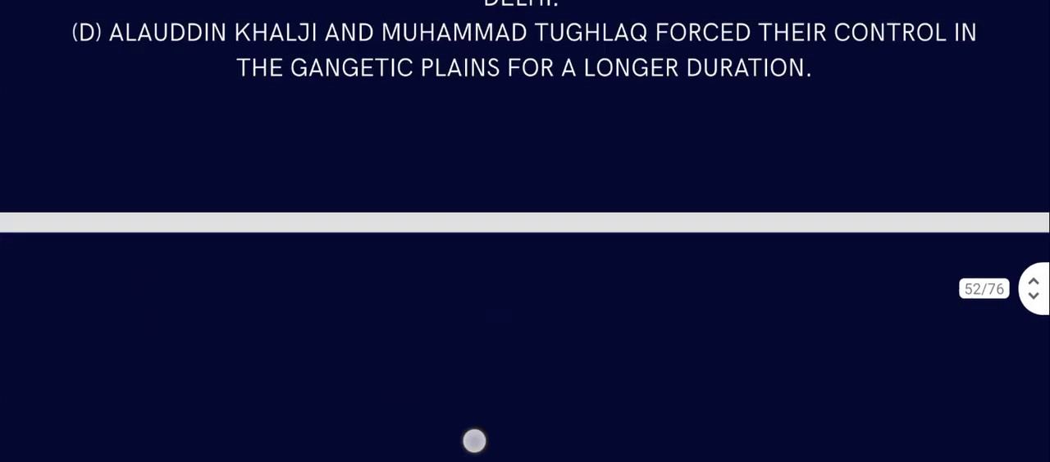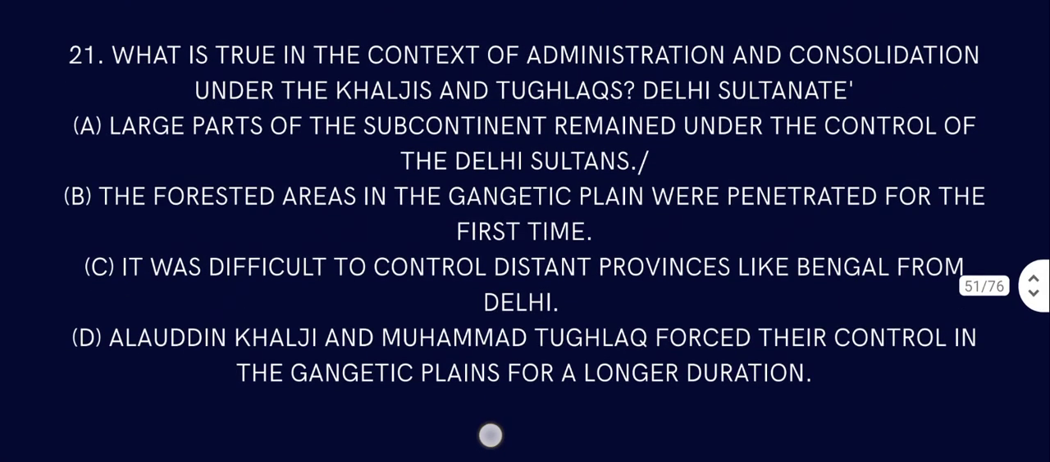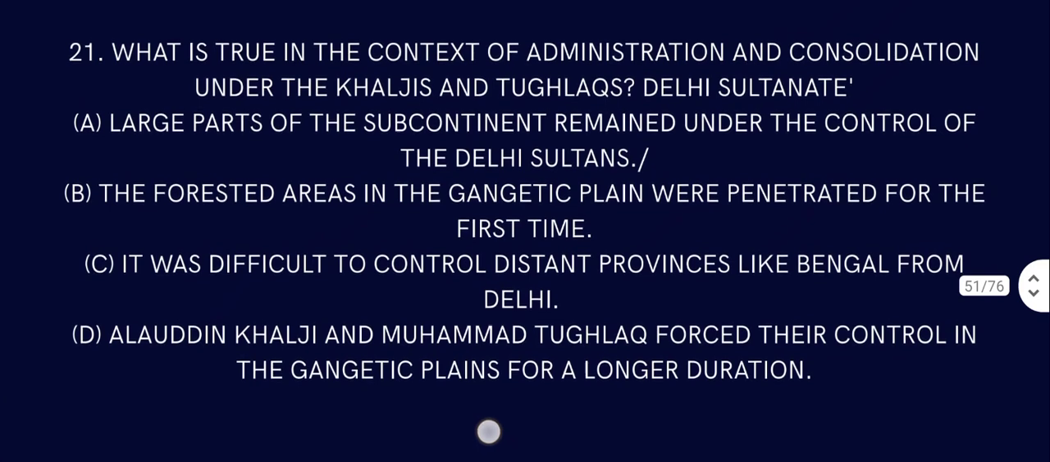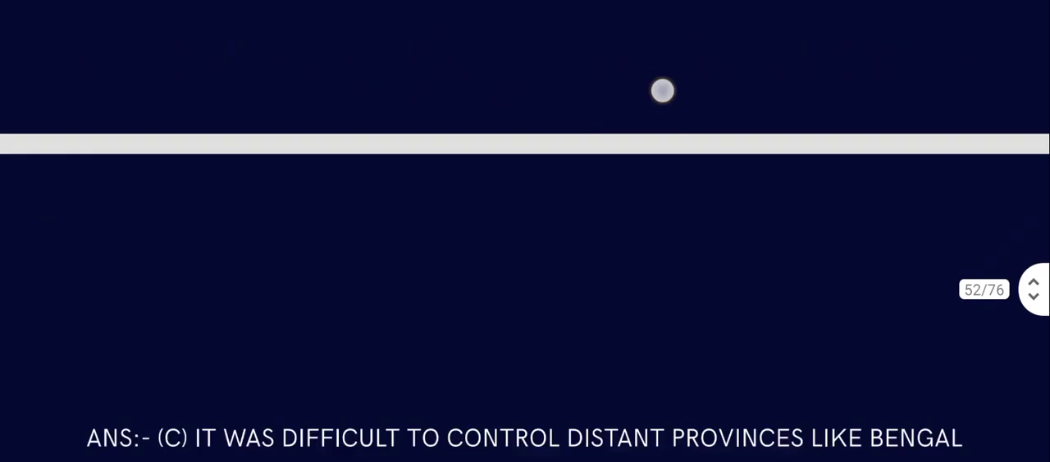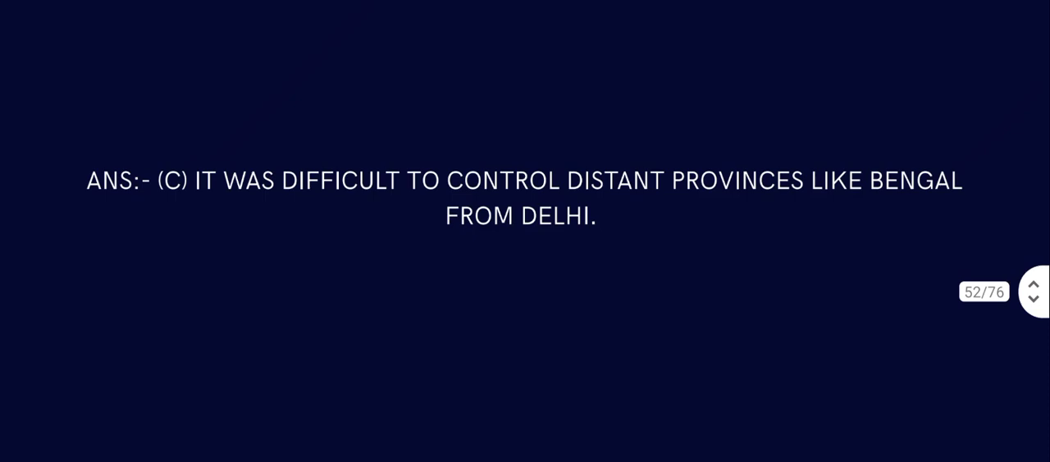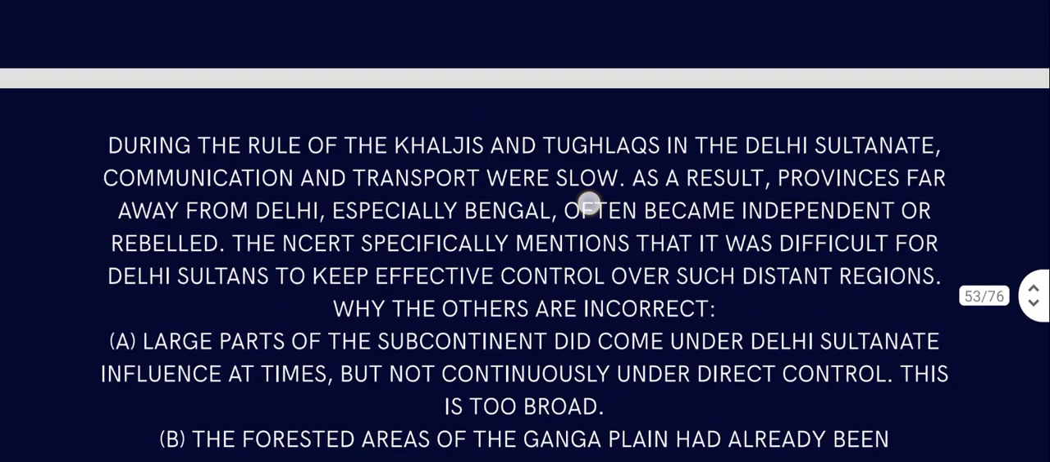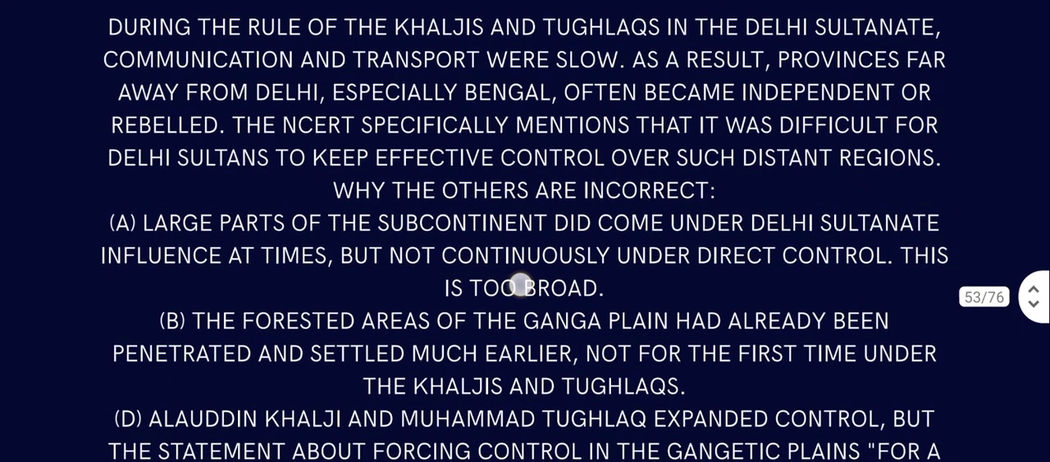That is correct. That is why, what is true in context of administration and consolidation under Khaljis and Tughlaqs Delhi Sultanate? Because it is difficult to control distant provinces like Bengal from Delhi. So here is the elaboration. During the rule of Khaljis and Tughlaqs in the Delhi Sultanate, communication and transport were slow.